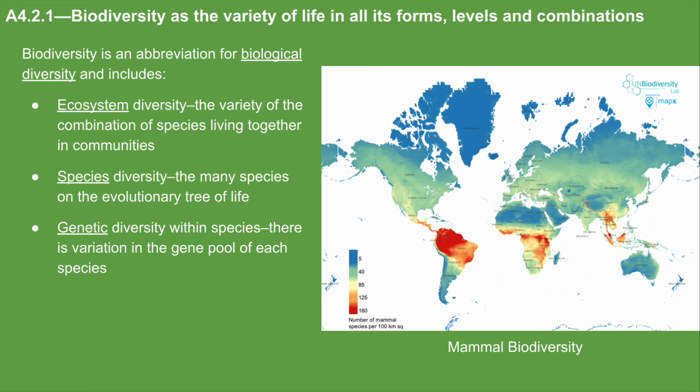First, what is biodiversity? It's just an abbreviation for biological diversity, squished together, biodiversity. It includes three things. Number one, ecosystem diversity, the variety of the combination of species living together in communities. But also species diversity, the many species on the evolutionary tree of life. And lastly, the genetic diversity within species. There's going to be variation in the gene pool of each species.